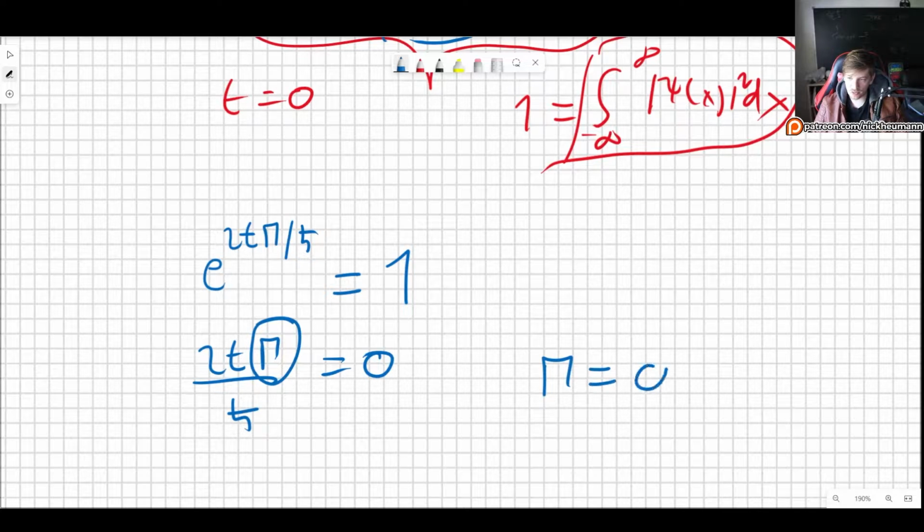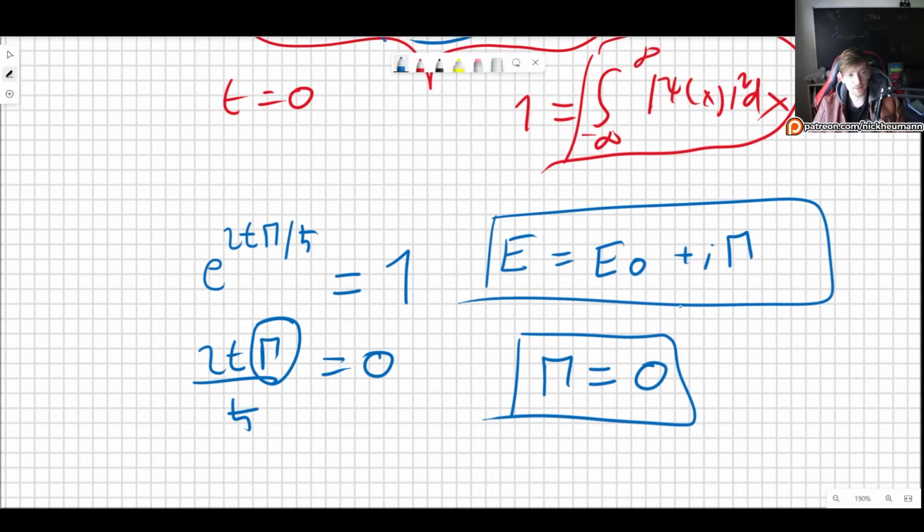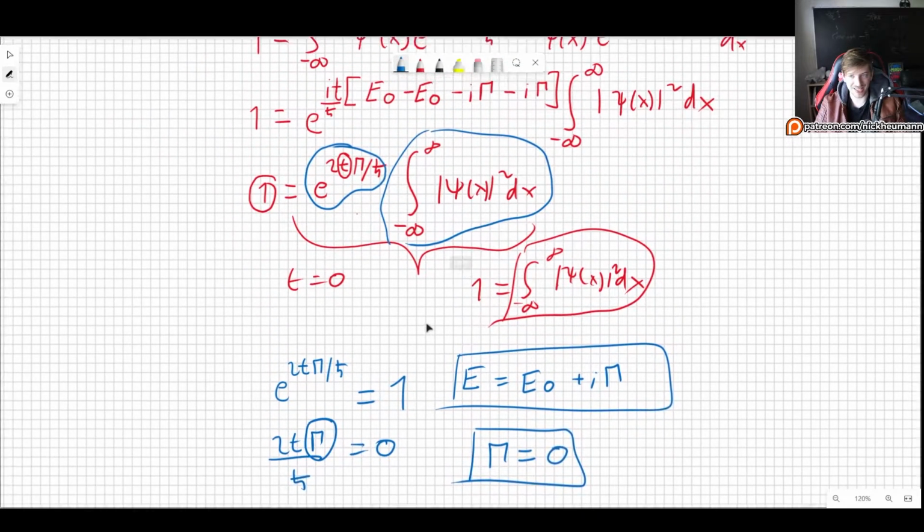So the only way for this to happen is if gamma is 0, which means, since we defined energy to be some E0 plus i gamma, that the energy has to be real. Okay, so there we go. We just proved part A.